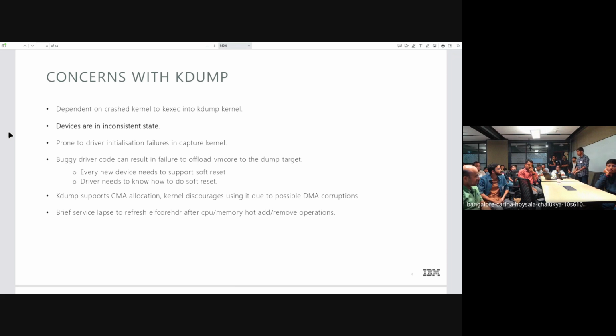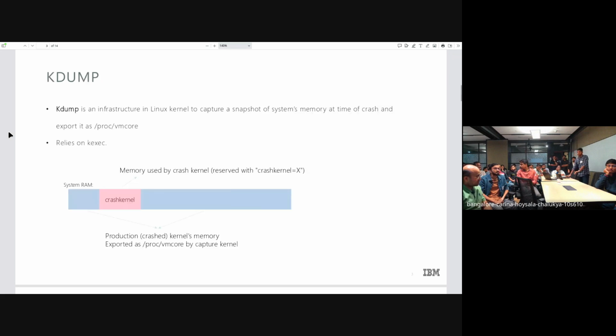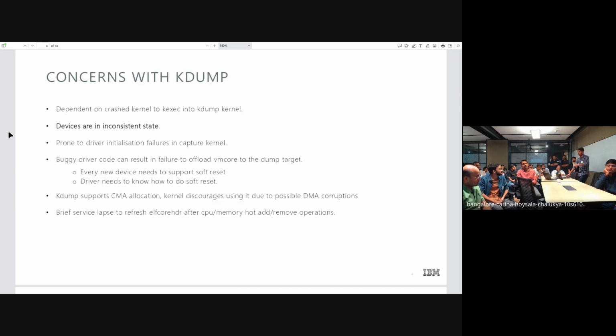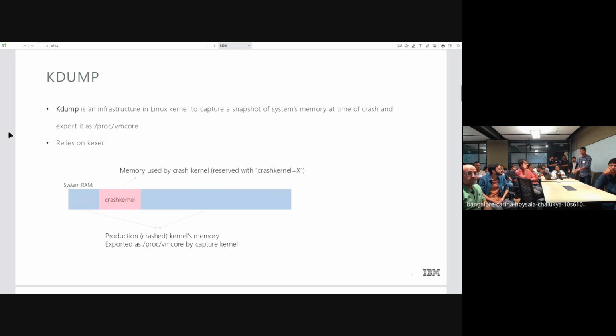So the elf core header, is it in the crash kernel region or the blue region? In the blue region, we give the address of the elf core header to the next kernel. So that is also prone to corruption? No, because the elf core header is reserved in the blue region, and the blue region will not be touched at all. It will only be read by the second kernel. So that is preserved.